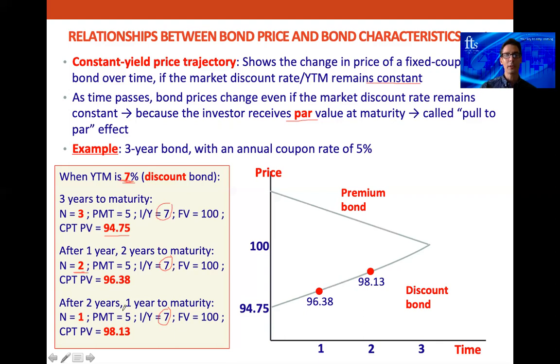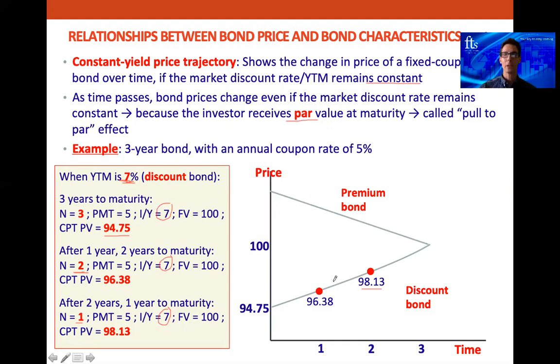And then after 2 years, how many years to maturity? 1, right? So after 2 years, if we keep the yield at 7, it's going to be 98.13. So we see that's what we call the pull to par effect. If it's a discount bond, it goes up toward par, and if it's a premium bond, it's going to go the other way.